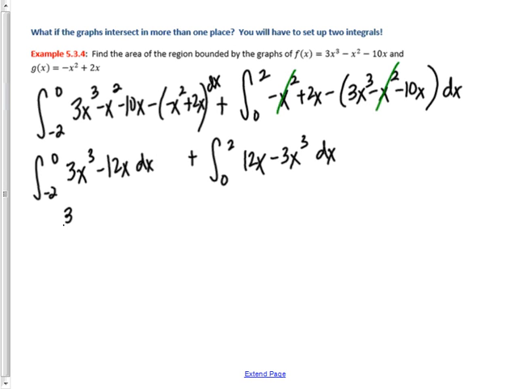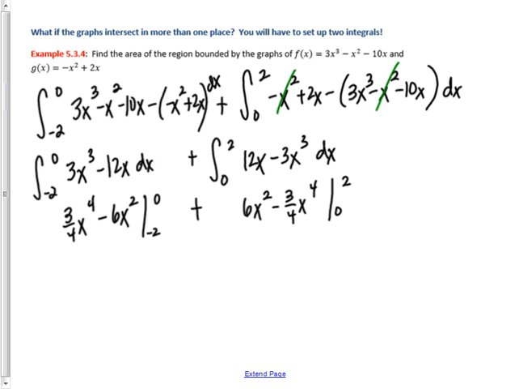Alright, so that's going to be 3/4 x to the 4th minus 6x squared from negative 2 to 0. And that's going to be 6x squared minus 3/4 x to the 4th from 0 to 2. And what I'll do is add those values together. So really quickly, I'm going to plug that into my calculator. Okay, so I do that one, and I evaluate it and plug in 0, and I plug in negative 2. Here I get 12. Alright, and then let's go change those signs.